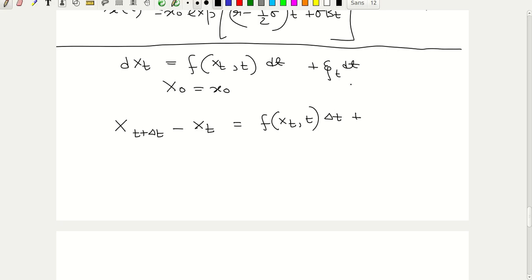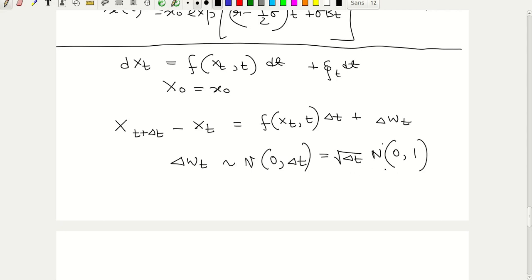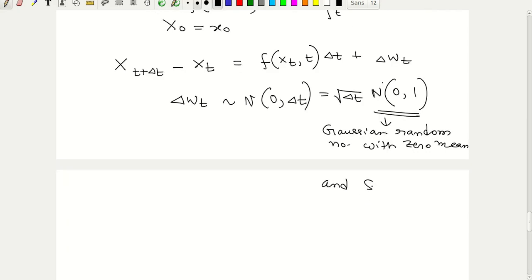The dW that I was talking about, you can write as delta Wt. And here delta Wt is a Gaussian noise with mean zero and standard deviation square root of delta t. You can take the square root of delta t common, and you will write N(0, 1). So this is basically a Gaussian random number with zero mean and standard deviation equal to 1. So this is how you will solve it.